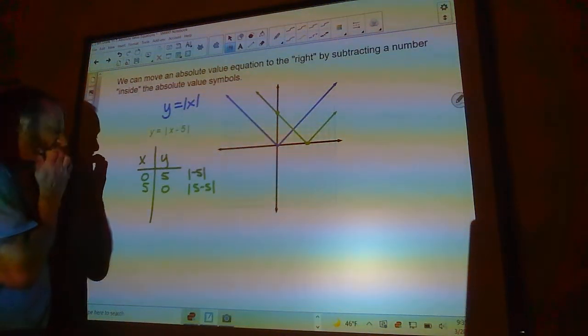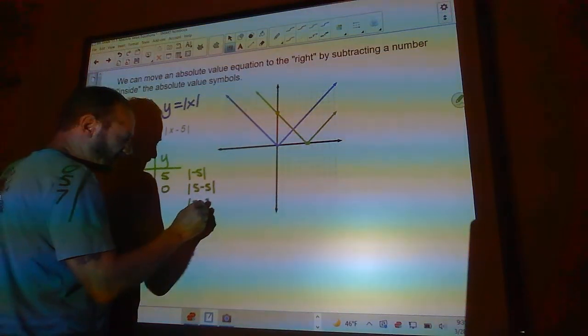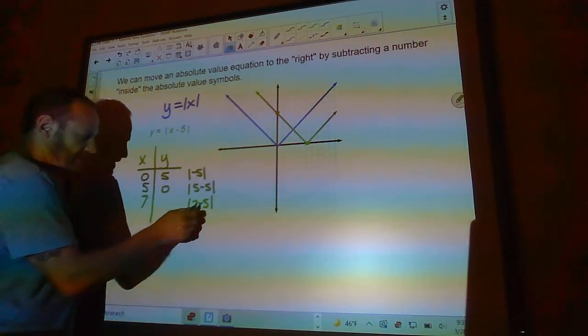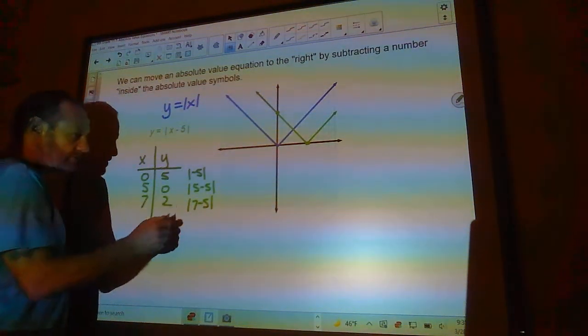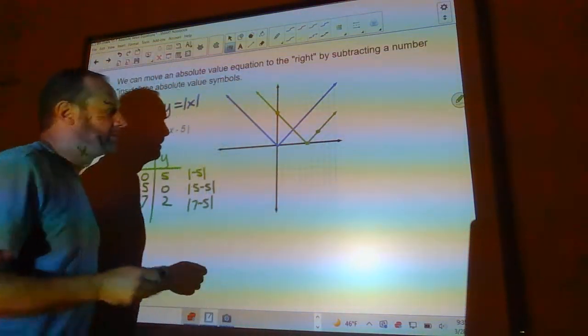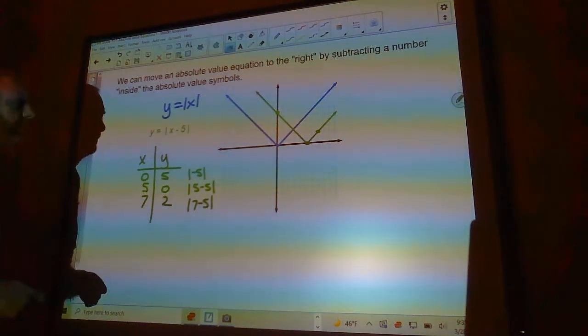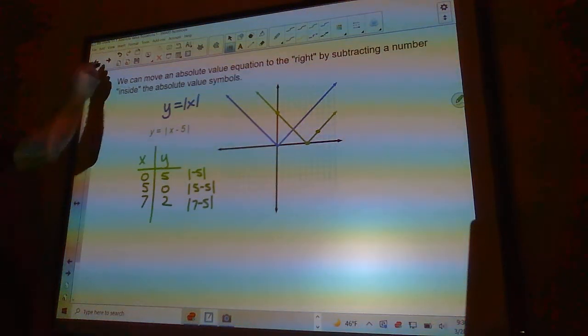If I put in, say, 7, well, that would be the absolute value of 7 minus 5, which is going to be the absolute value of 2, which is just 2. Oh, here's 7, and there I'm at 2. So you can see it shifted to the right here. All this should be reviewed. It was kind of a ways ago, but it should be review for you.